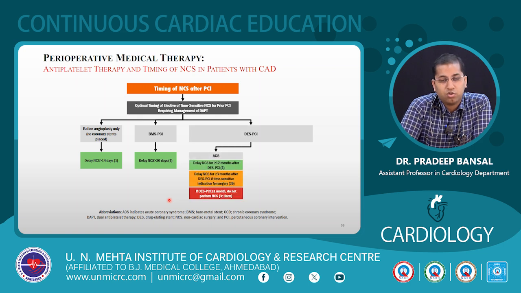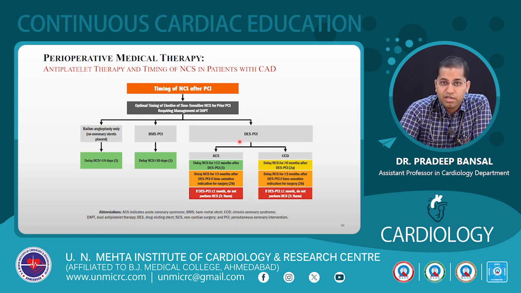So, timing of non-cardiac surgery after PCI. First is the optimal timing for elective time-sensitive NCS for prior PCI requiring management of DAPT. First, if the patient underwent balloon angioplasty only, with no coronary stent placed, delay NCS for a minimum of 14 days. If the patient had a bare metal stent PCI, delay non-cardiac surgery for a minimum of more than 30 days. If there is a history of DES PCI, there are two conditions: patients undergoing DES for ACS, and patients undergoing DES PCI for chronic coronary disease.